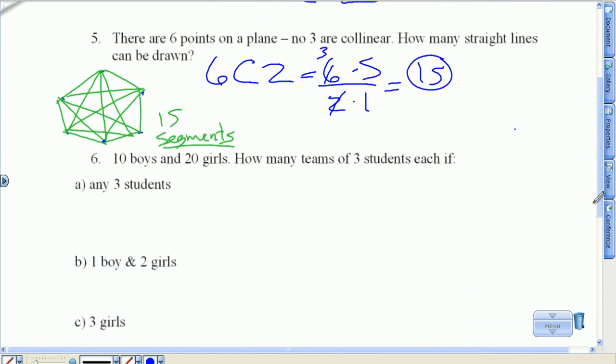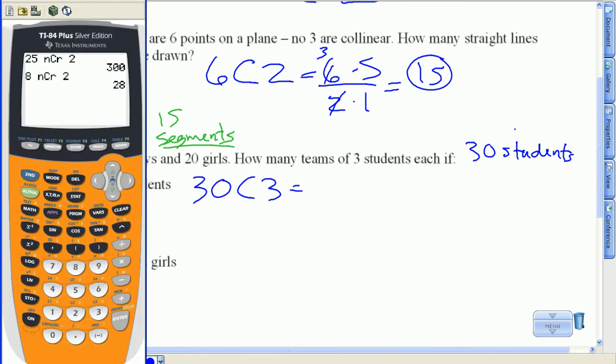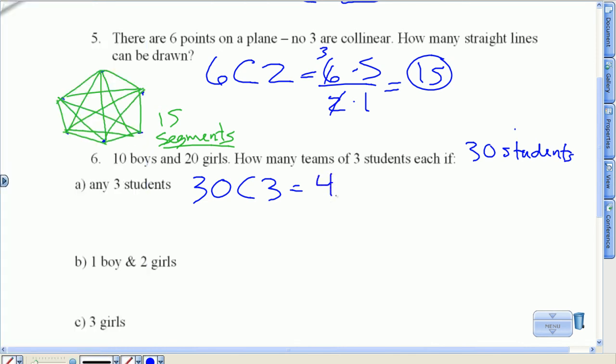For number 6. 10 boys and 20 girls. How many teams of 3 students each if you can have any 3 students? Well, there are 30 students, so keep that in mind. So of those 30 students, we want to choose 3 of them. So we do 30 choose 3. Numbers are getting big here. 30, math, PRB, go to the NCR, 3, and hit enter. 4,060.